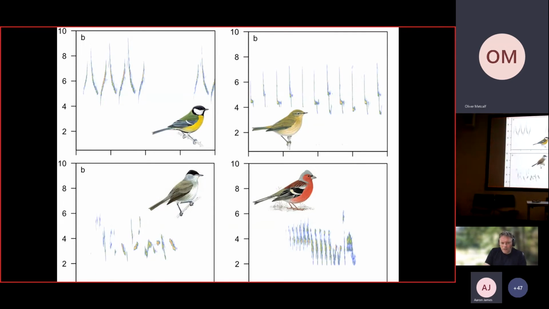Cool. Have we shown these spectrograms yet? We've shown a couple, haven't we? Perhaps not everybody in the room has used spectrograms before, so I thought I'd show one of these to start off with.